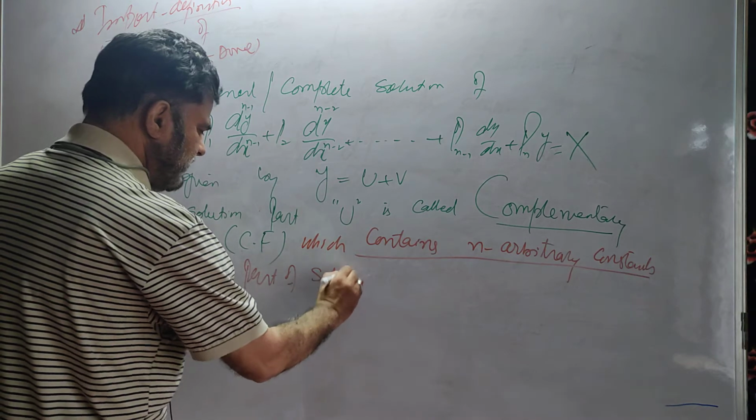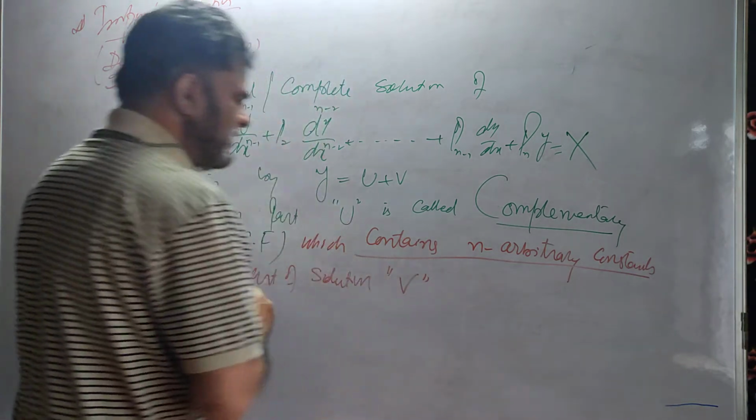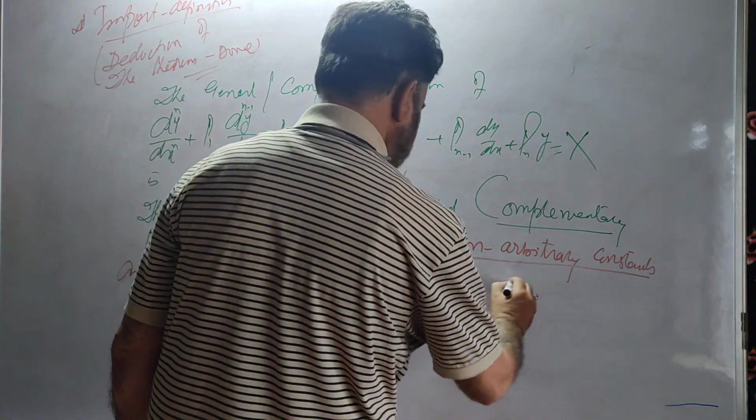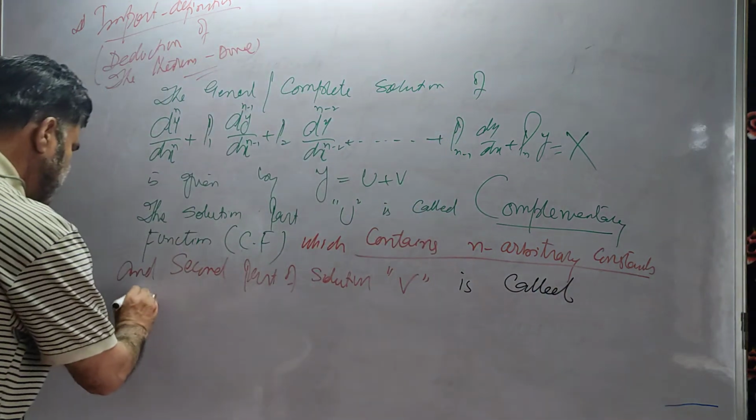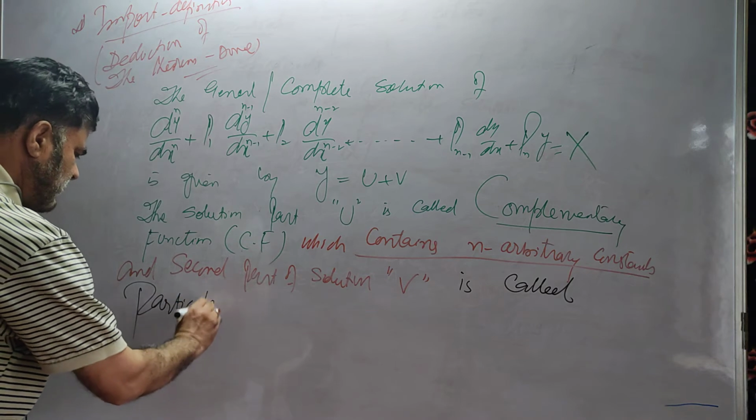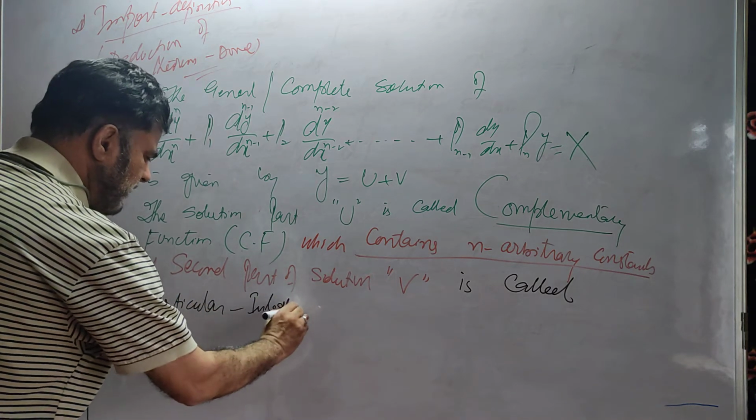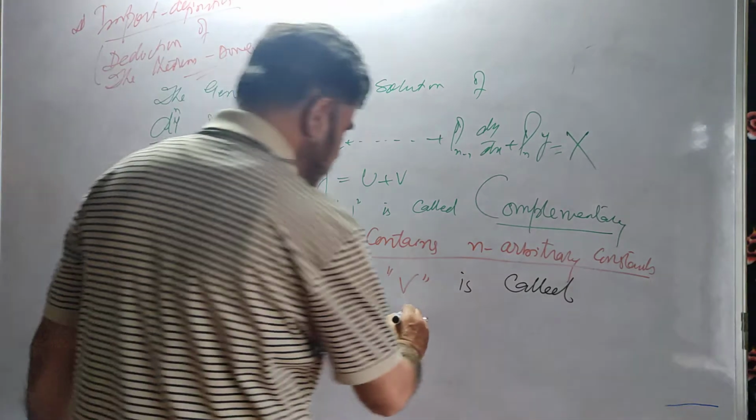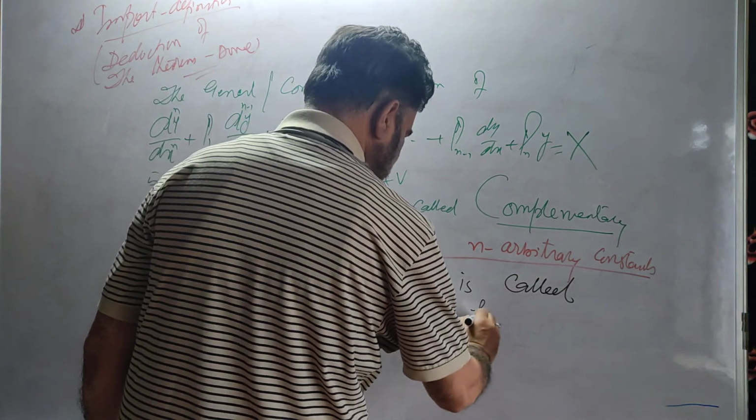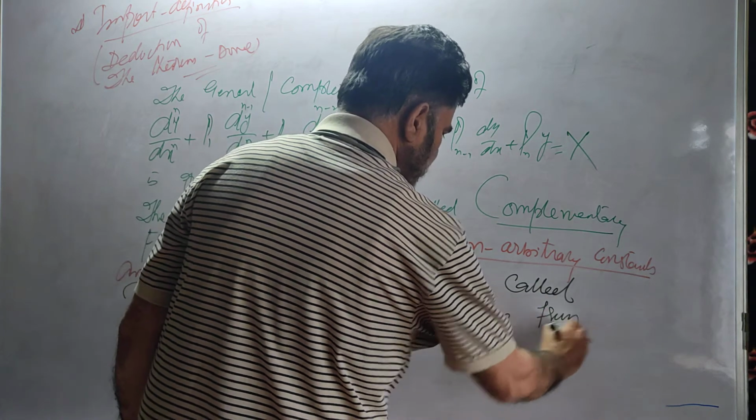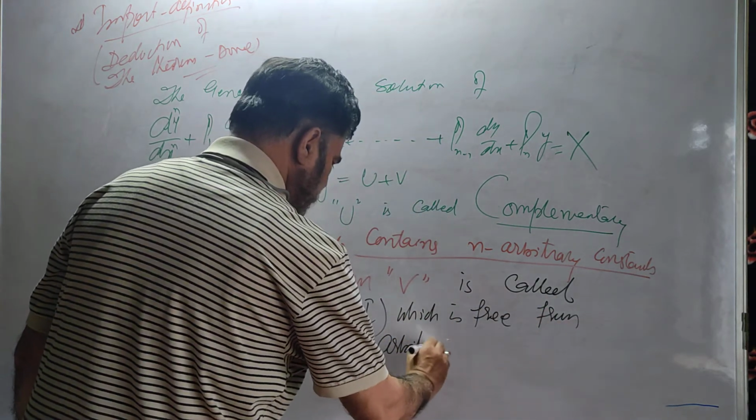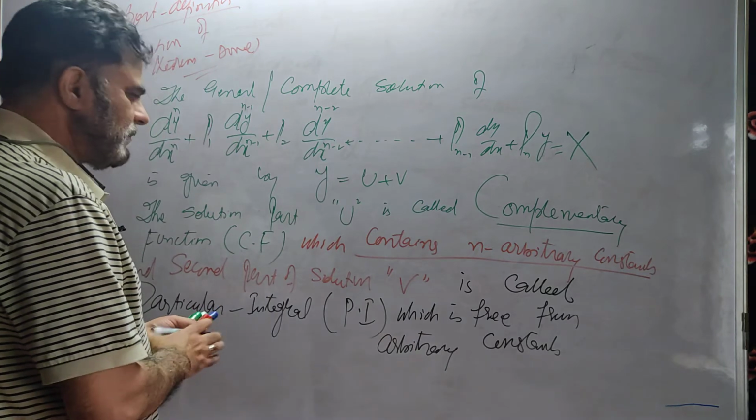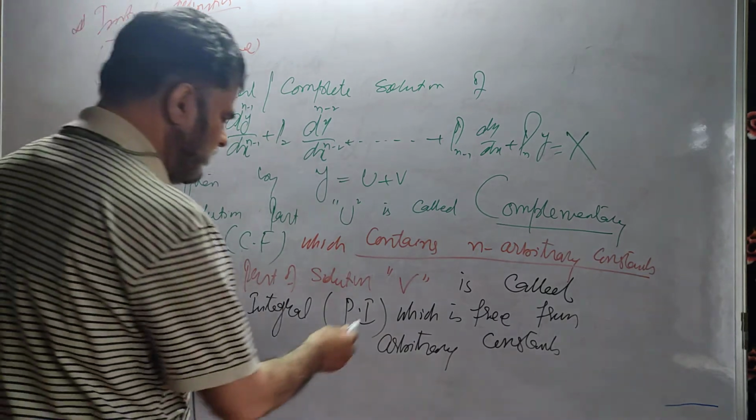And the second part of the solution, what is that? It is v. This v is called particular integral, that is PI. This will be called particular integral, which is free from arbitrary constants. This part, particular integral, does not contain arbitrary constants.